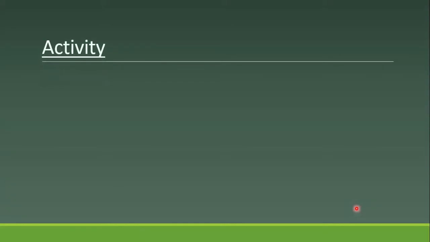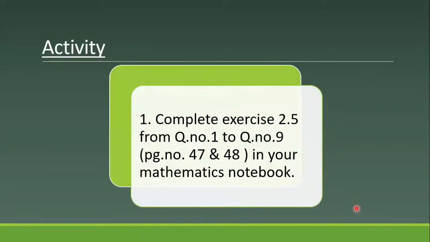Children, based on the topic, there is one activity for you. Complete exercise 2.5 from question number 1 to question number 9 from page number 47 and 48 in your mathematics notebook.